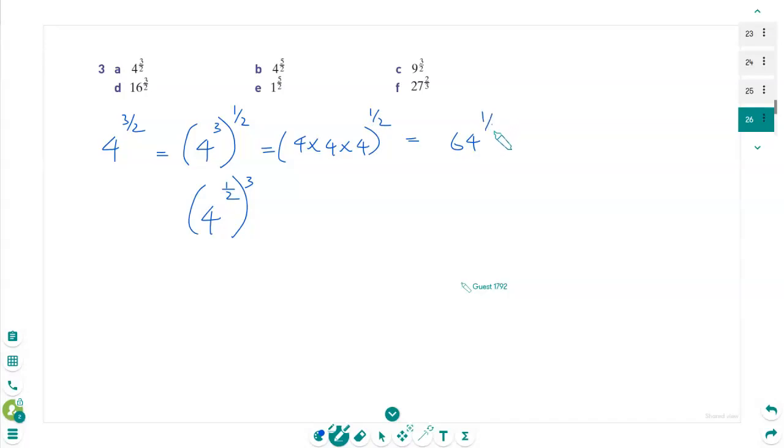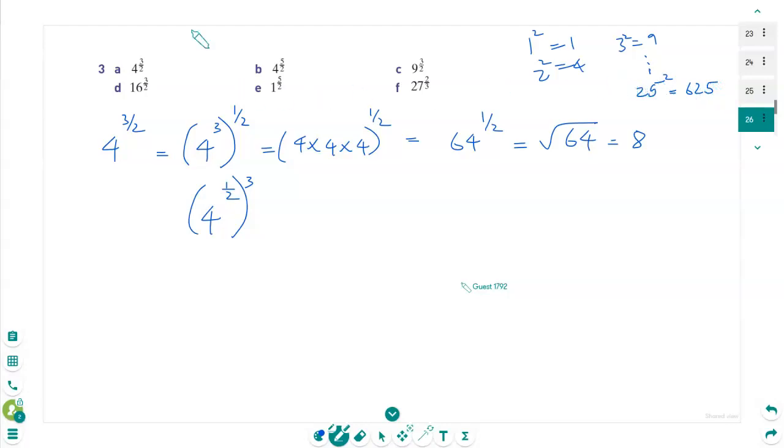64 to the power 1 by 2 is? Square root of 64. What's that? 8. See, it's a good idea to learn the squares of numbers up to, I would recommend, 25. Just try learning those squares, okay? It'll speed up your calculations. So 1 square is 1, 2 square is 4, 3 square is 9, and so on. Learn it up to 25 square, okay?